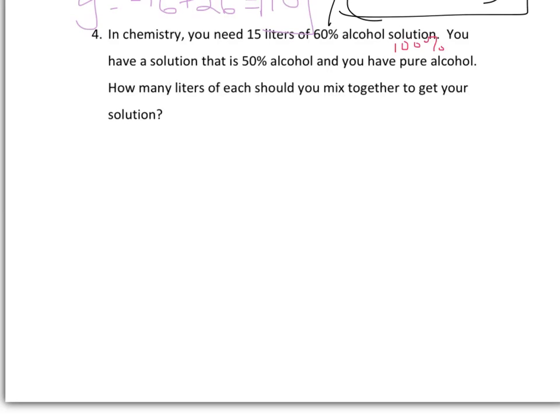Now this is a pretty tough problem. Basically, you need to find your variables, okay? So we need an x, we need a y. So how do you find out the variables? Well, you always look at the question, how many liters of each solution should you mix together? We have two solutions. So the 50% we can call x, and the 100% we'll call y, right?